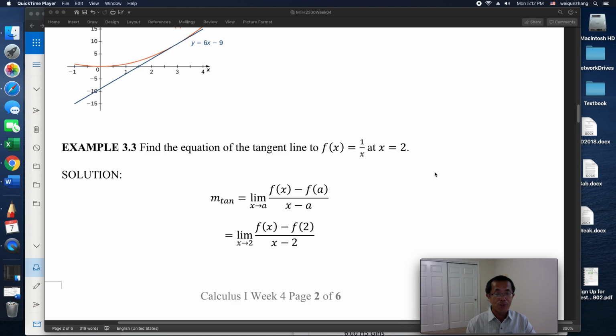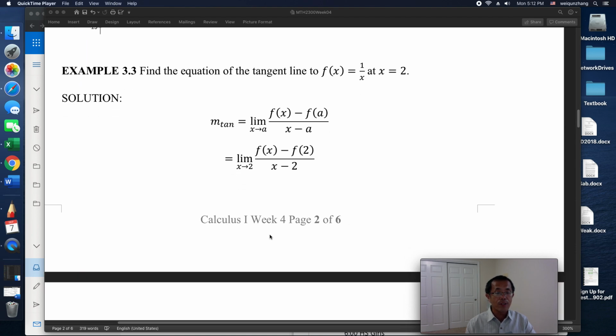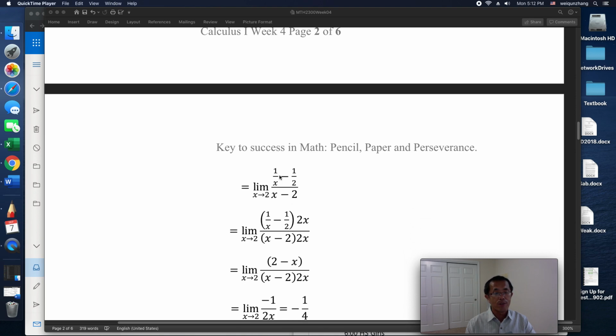A is 2. X is approaching 2. And then the function is a rational function, 1 over x minus 1 over 2. The denominator is x minus 2. And again, remember to calculate a limit with factorization, with a common denominator, especially in this case where we have a complex fraction.